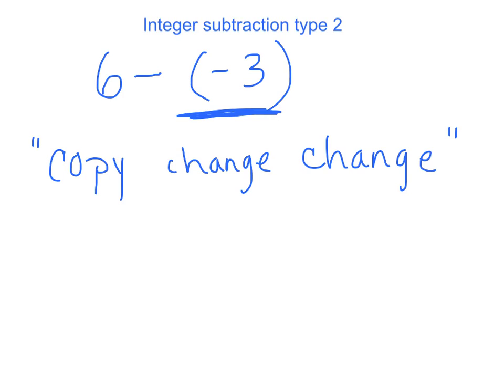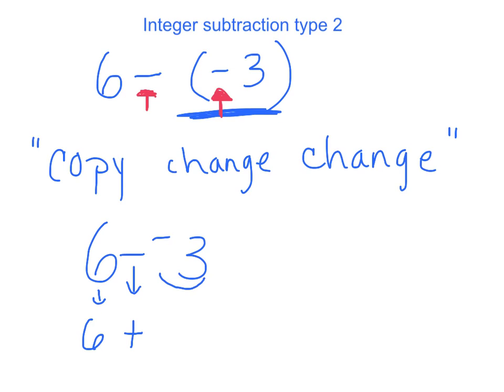And we're going to change it so that it turns into an addition problem. The way that we do that, by changing this to an addition sign instead of a minus sign, we have to change this number here. So if we have 6 minus a negative 3, we're going to copy the 6. We're going to change the subtraction sign to a plus, so copy, change, and we're going to change the negative 3 to a positive 3.